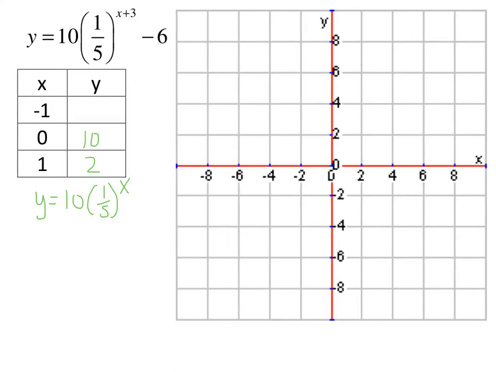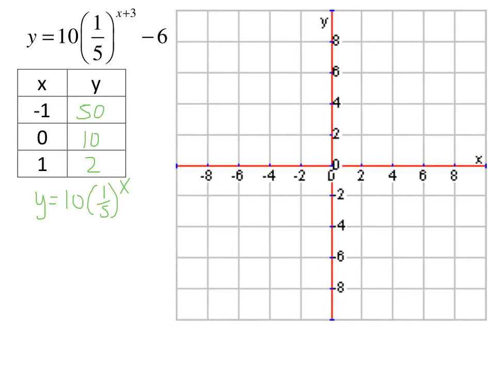If I keep going, I keep dividing by 5. Now, to get up to -1, that's a little bit more confusing, but watch this. If I divided by 5 going down, do you notice I multiplied by 5 going up? So can I multiply by 5 again to go this way? What's 10 times 5? Well, that will give me that value. 10 times 5 is 50.